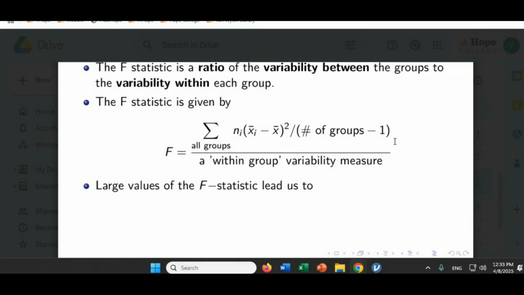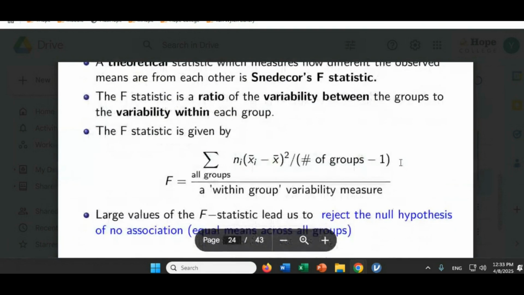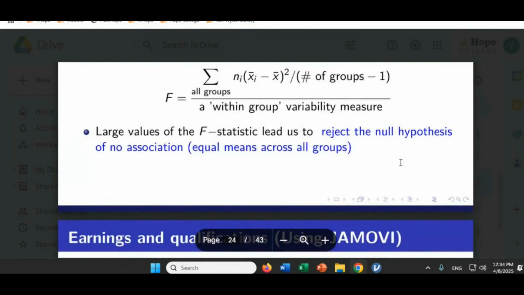So as your F statistic increases, you should reject the null for a large F statistic. Now, here's the good news. You are not going to ever use an F table because F tables are difficult to use. We will always have it from Jamovi. I'm also not going to ask you to compute this number by hand. Large values of the F statistic lead you to reject the null hypothesis of no association between the groups.